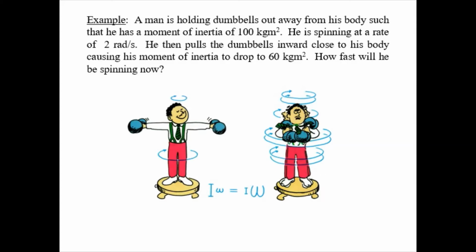Well, again, keep in mind, angular momentum has to be conserved. So whatever his initial rotational inertia was times his original angular velocity, that has to be equal to his final rotational inertia times his final angular velocity. In other words, we can use sizes for these variables to explain what's happening.